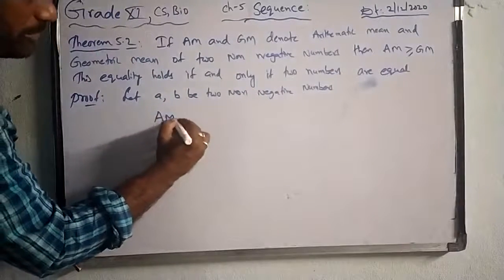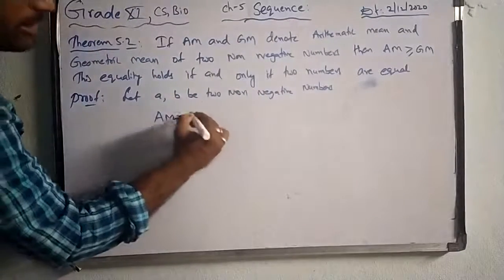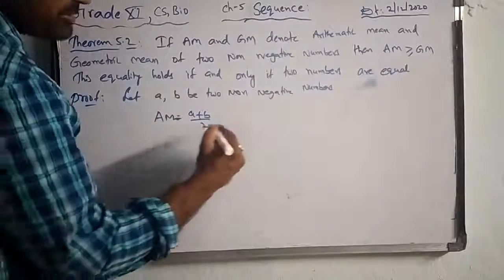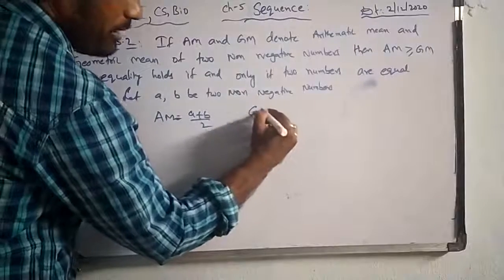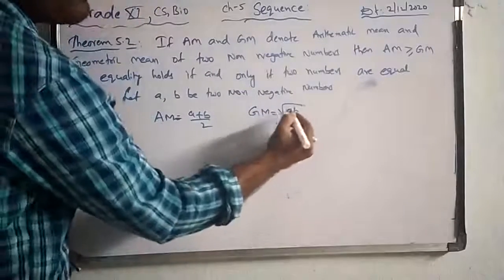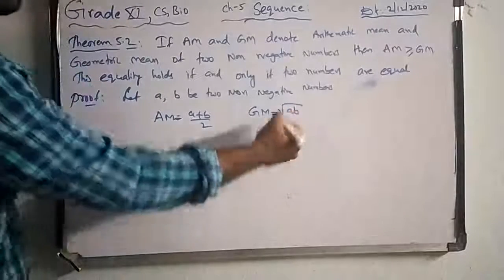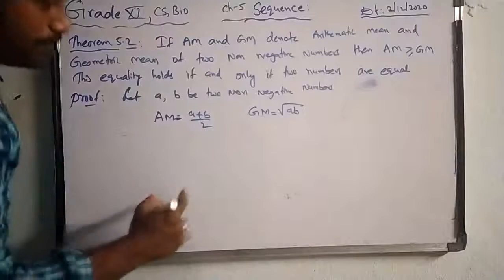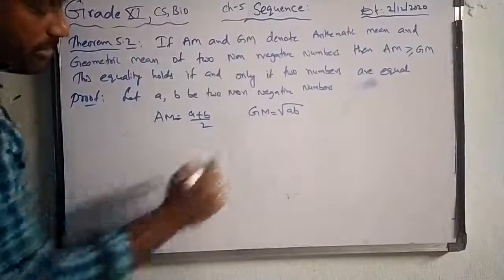So the arithmetic mean can be given as a plus b by 2, the sum of numbers by the number of numbers, and the geometric mean is given by square root of ab. Why am I writing a square root? There is no need of mentioning 2 here; this symbol already indicates root 2. Okay, the arithmetic mean is given and the geometric mean is given.